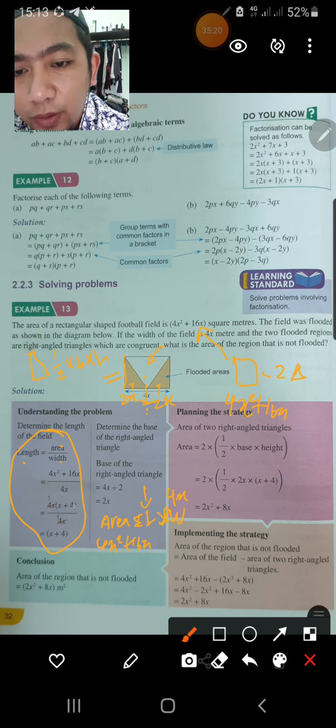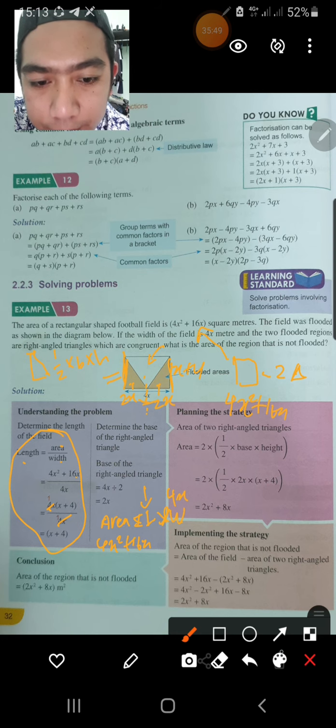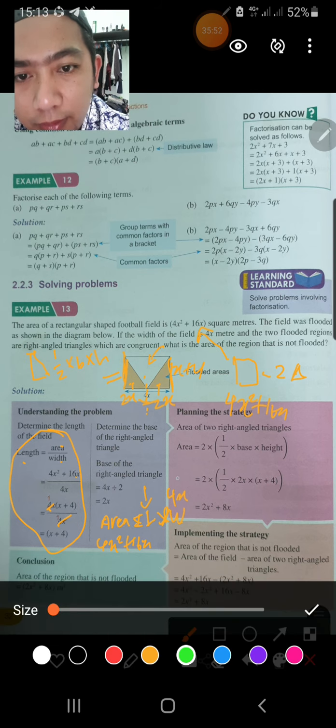Tengok dia sudah factorize awal sini, kan? Macam yang kamu sudah belajar, 4x square plus 16x you factorize, dia akan jadi 4x times x plus 4. So ini you boleh eliminate. So you akan dapat dia punya length sini x plus 4. Saya tulis sini lah. So length untuk ini, kan, adalah x plus 4. Alright. These two length ialah x plus 4.